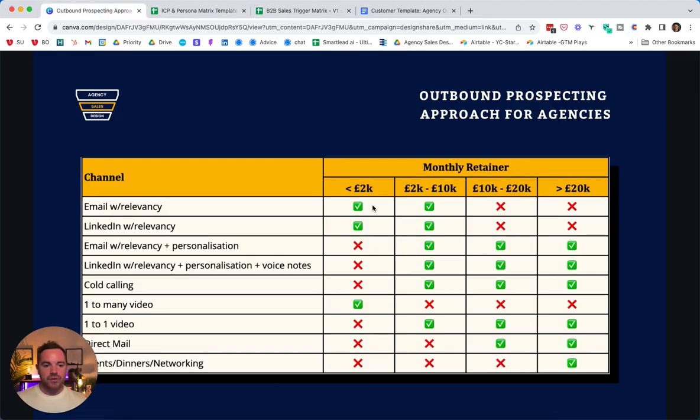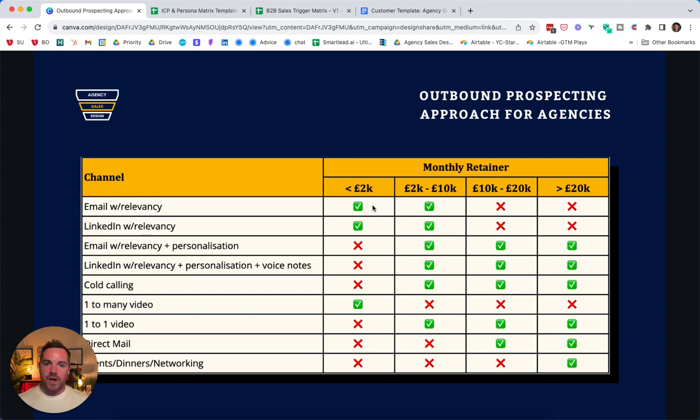So moving into the 2K to 10K. Now this is a really difficult one because if you're close to 2K, let's say you're 2.5 or 3K a month, some of these channels might not be cost effective for you to work on. If it's 10K, then you could use all of these. So the ticks here are email with relevancy, LinkedIn with relevancy. More importantly, you've got email with relevancy and personalization, and then LinkedIn with that relevant message, personalized, and maybe including some voice notes as well, which can be sent via the LinkedIn mobile app.